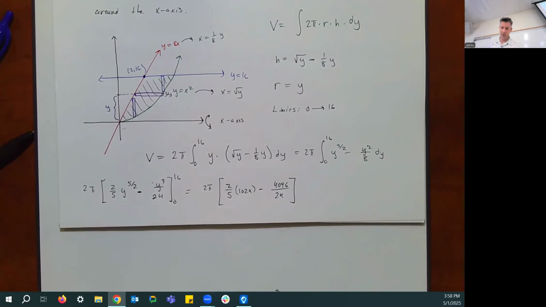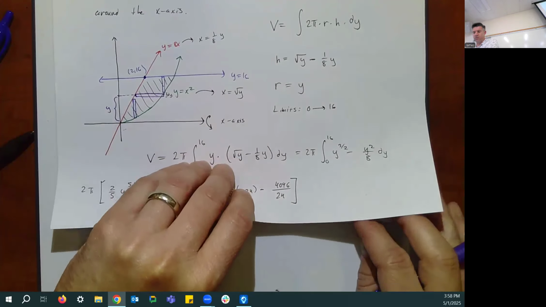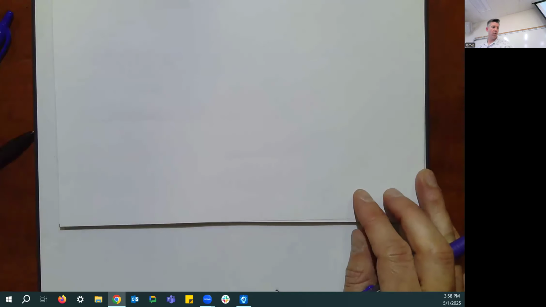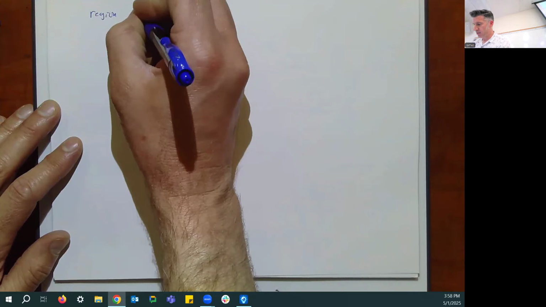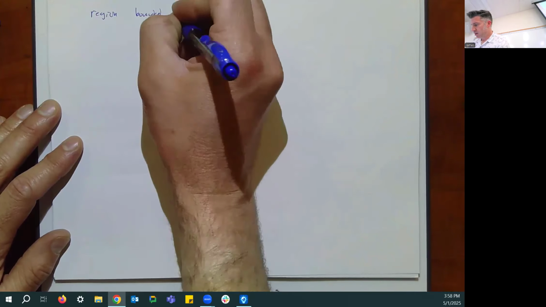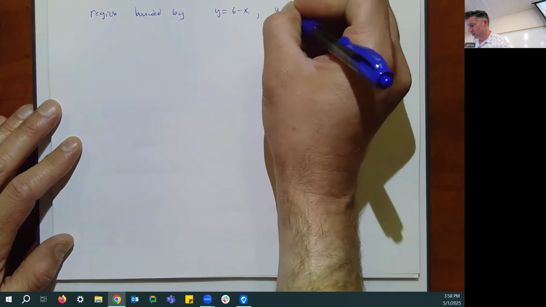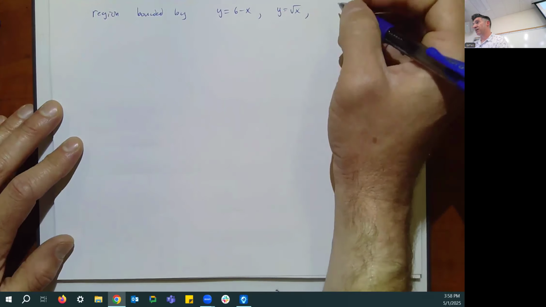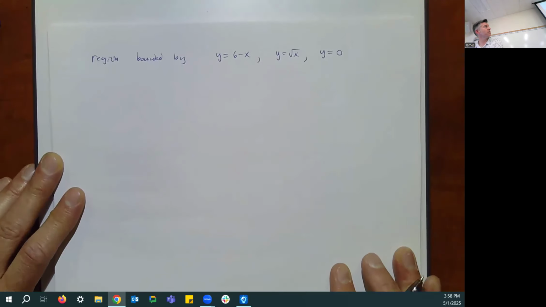Let me actually go back. We'll not go back, but we want to do one more. Yeah, we'll do one more. The region bounded by y equals 6 minus x, y equals root x, and now instead of x equals 0, y equals 0.